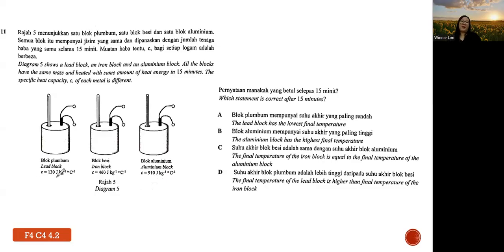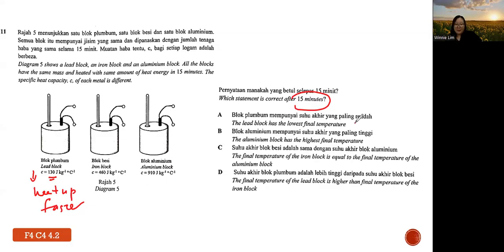If the value is small like this lead, you supply a little bit of energy and the temperature increases by 1 degree. That means, in short, it heats up faster. When the value of c is small, they heat up faster. So let's check what happened after 15 minutes. Because you need to supply less heat, the lead block will heat up first, followed by the iron block, and finally the aluminium block.